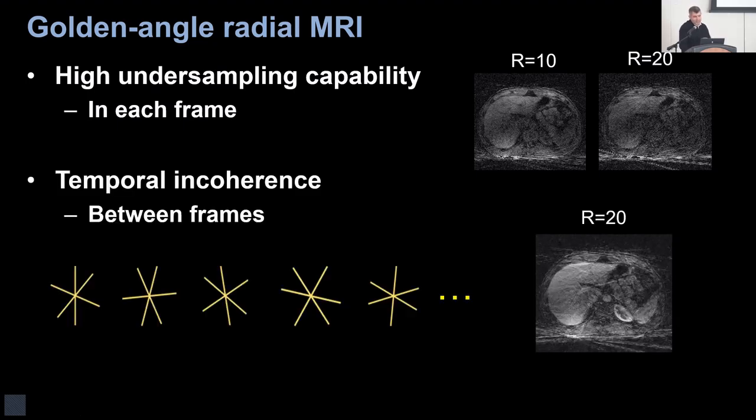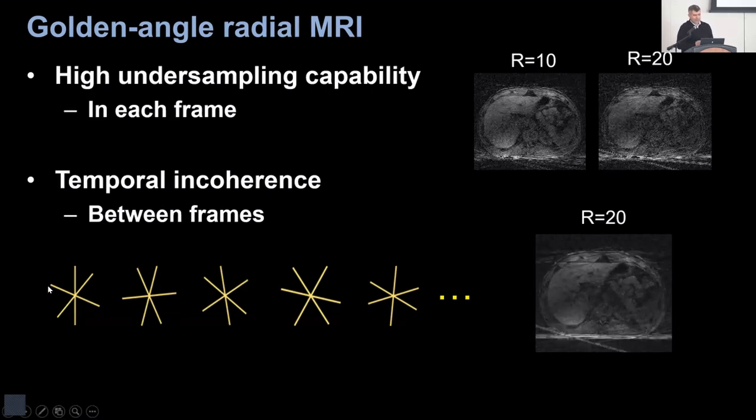And also extending this to dynamic imaging. If we are doing this golden angle radial acquisition, the golden angle trajectory doesn't repeat, so it's always a different spoke. So we have what we call temporal incoherence, or a different undersampling pattern per time point. And so you're going to get a video like this, right?